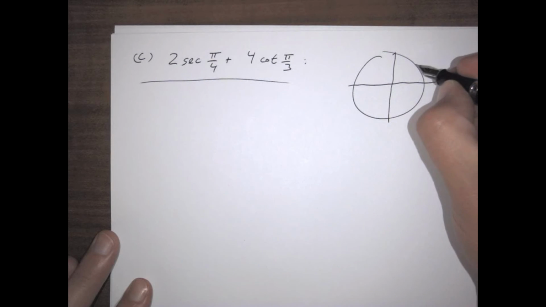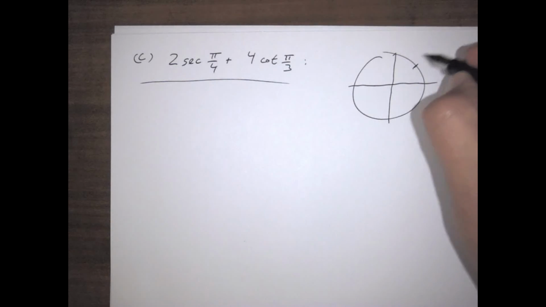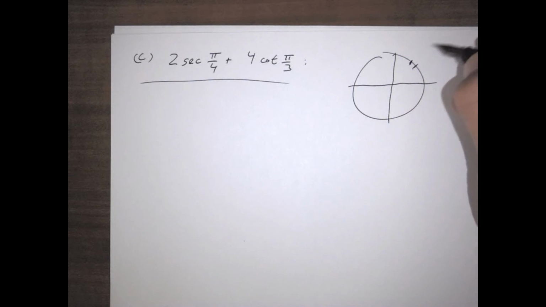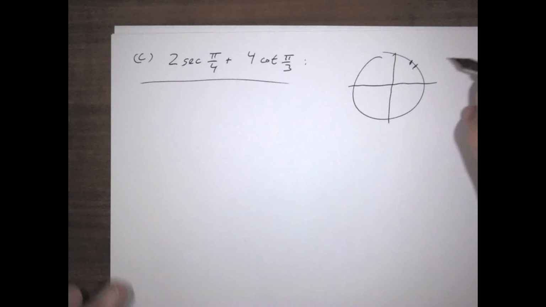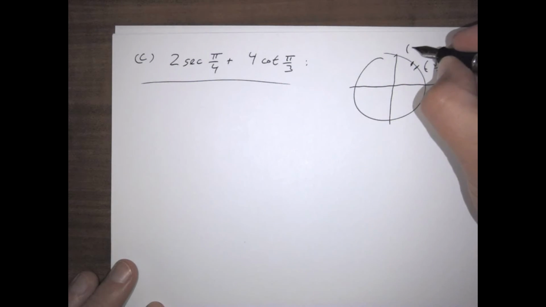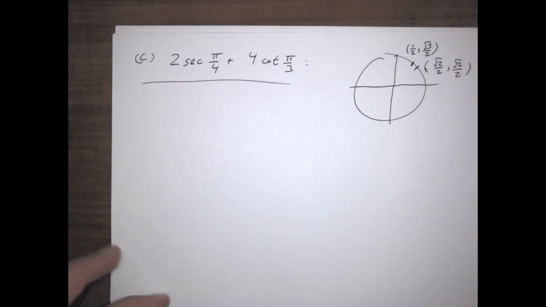So pi over 4, that's halfway to pi over 2, so that's putting us at the 45 degree mark. Pi over 3, that's a bigger fraction since its denominator is smaller, so that's over here. Alright, now let's just think about these 2 points. It's root 2 over 2, root 2 over 2. This one looks like the x value is smaller, so it's 1/2, root 3 over 2.